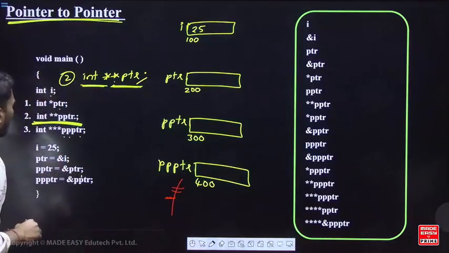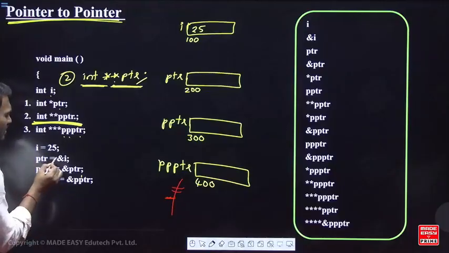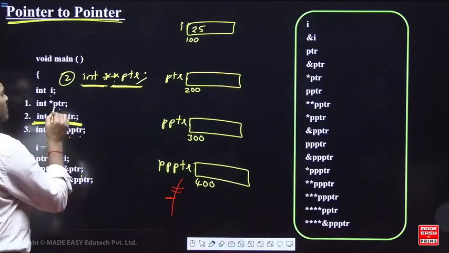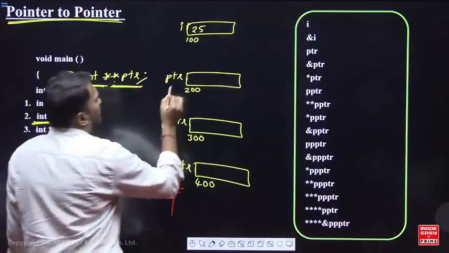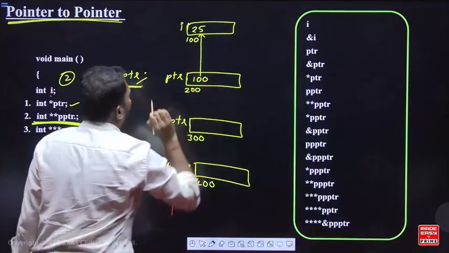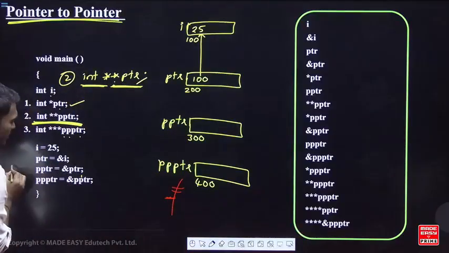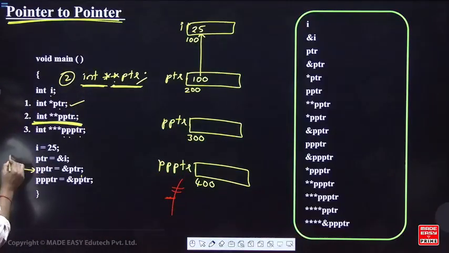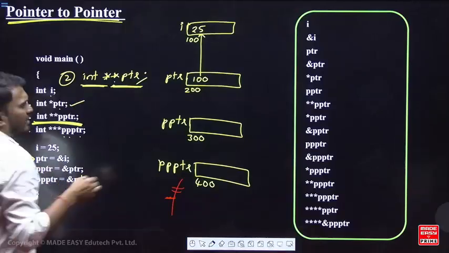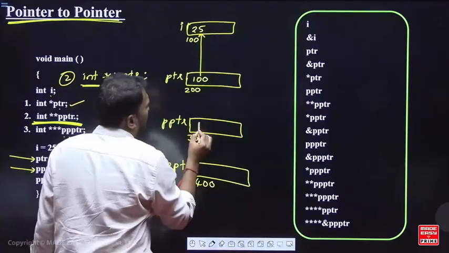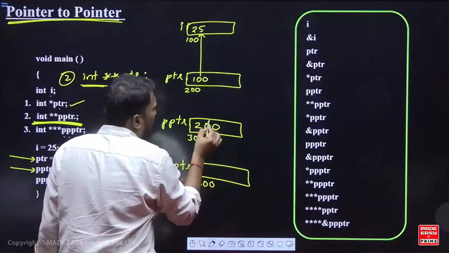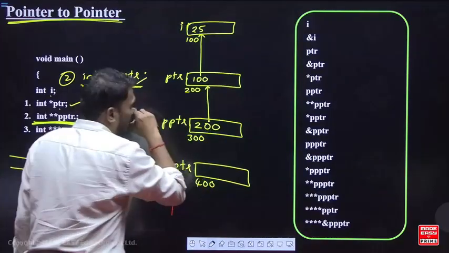Understand here. I am saying PTR equal to address of I. First one, PTR equal to address of I, is very simple. Address of I is 100, you are storing it here, that is fine. Second one, PPTR equal to address of PTR. Now tell me, address of PTR means what? 200. Address of PTR is 200. So when I store 200 here, it started pointing to this.